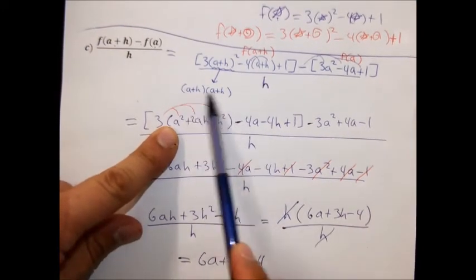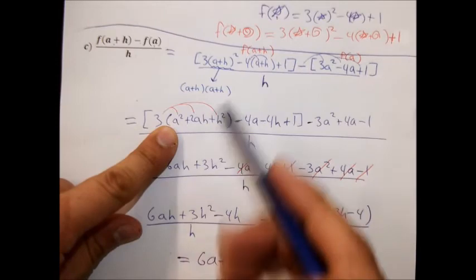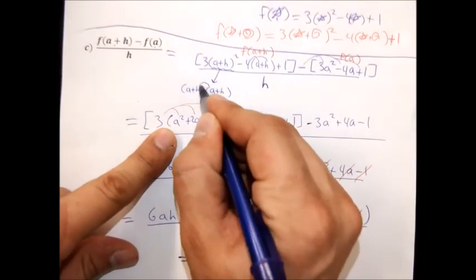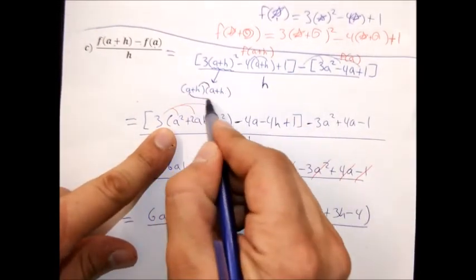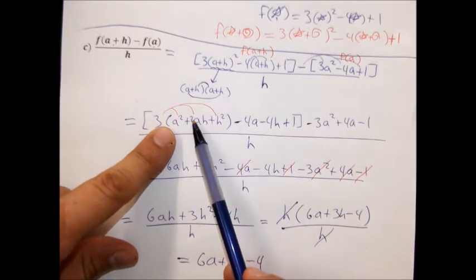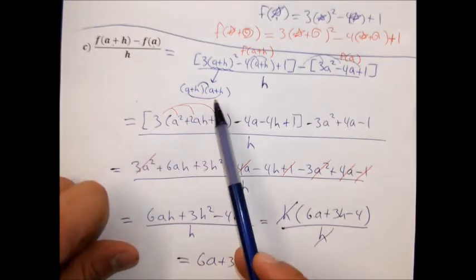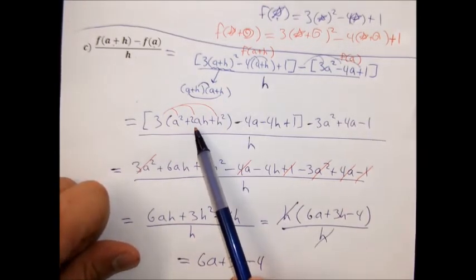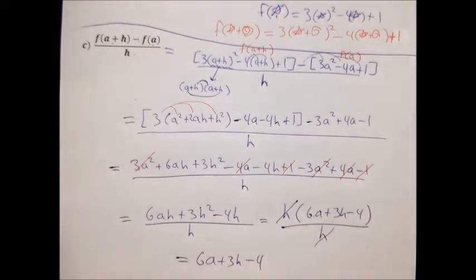But when you FOIL, what you end up doing is you end up having this a times that h and this a times that h. And so you get two things that are an a times h. And so that's where that middle term comes from. So if you forget to FOIL, you miss out on that middle term, which is what makes it wrong. Does that make sense?